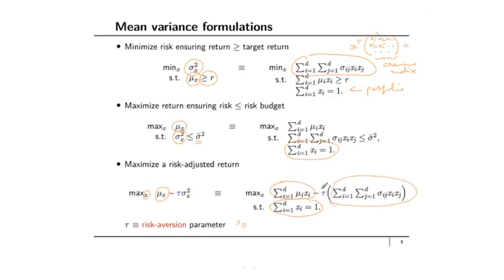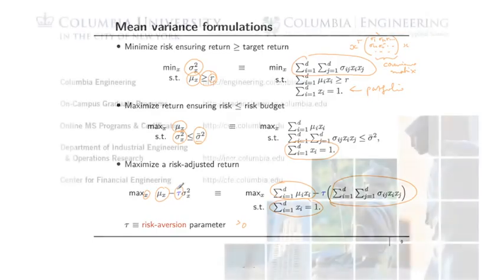What do I mean by saying all these three will generate the same frontier? There are free parameters in all of these formulations, R, sigma bar squared, and tau, and as you crank up these parameters, for different values of these parameters, you will trace out the same curve.